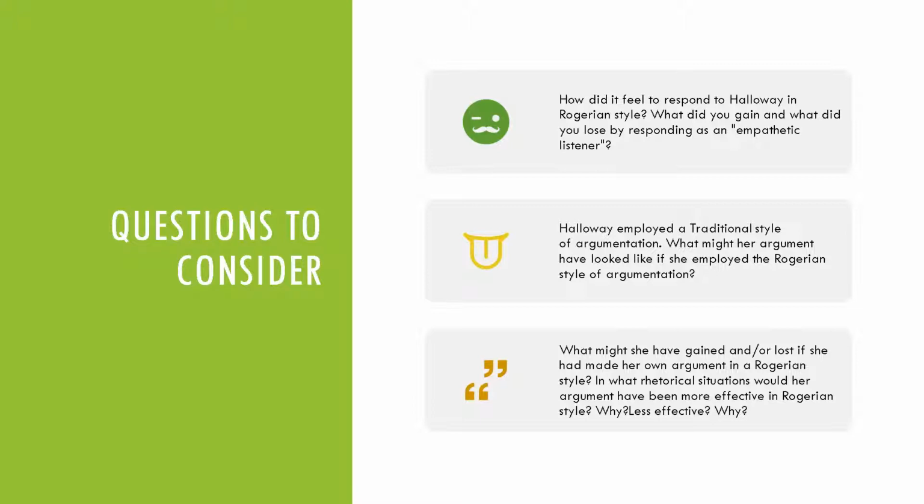And in what rhetorical situations would her argument have been more effective in Rogerian style and why, or less effective and why? So in other words, if she had different audiences, would Rogerian argument style have served her better or worse, and why, if the rhetorical situation changed? Okay, so again, trying to pull together some of what you learned in the first unit about rhetoric and rhetorical situation, apply that to Rogerian argument. So when is it a good time to try out this other argumentation style? When is it not? What do you gain? What do you lose when you use this different style of argumentation?